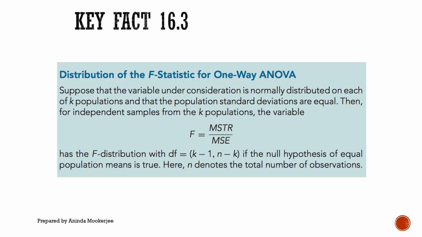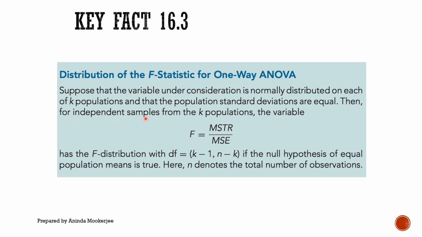Now in the next few slides, we're going to go over some theories and facts about the ANOVA procedures which we can apply to make our calculations faster and more efficient. First, let's go over the distribution of the F statistic for a one-way ANOVA test. It says here, suppose that the variable under consideration is normally distributed on each of k populations and that the population standard deviations are equal.